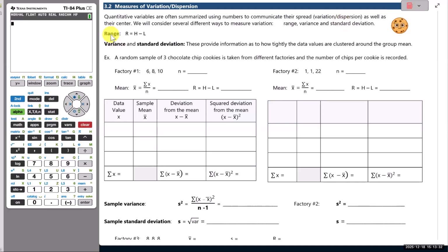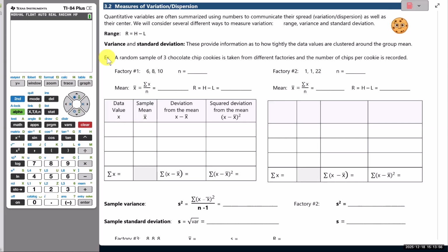All right, range we've seen before. It's a really simple calculation. It's just the difference between the highest and lowest data value. But the new thing we see here is variance and standard deviation. So these measures will provide information as to how tightly the data values are clustered around the group mean. So let's see this in action with our first example.